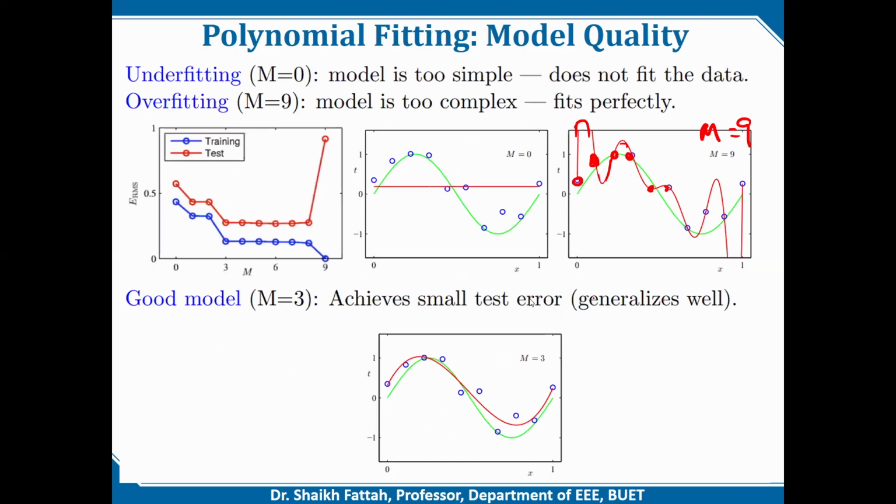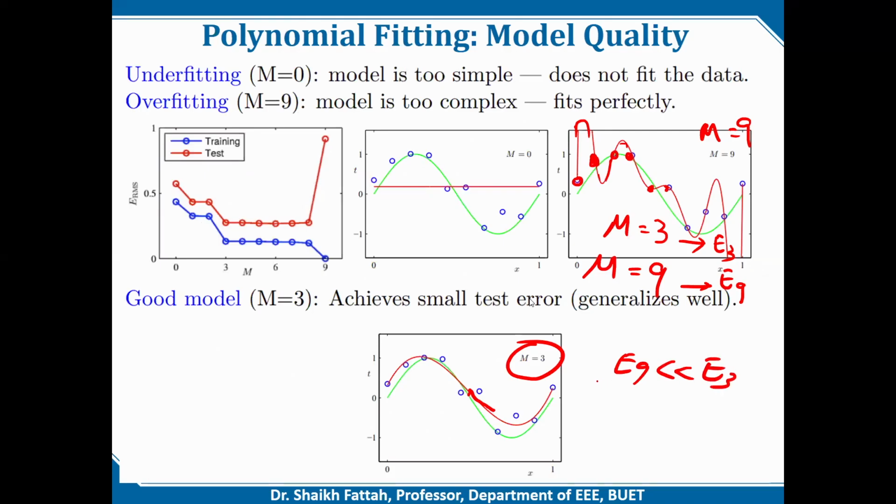My question is then m equal to 9, and in case of m equal to 3, so you can see this is m equal to 3. If error is E3 and here error is E9, E9 is less than E3. Error is low. My question is, which case is better? M equal to 9 or M equal to 3?